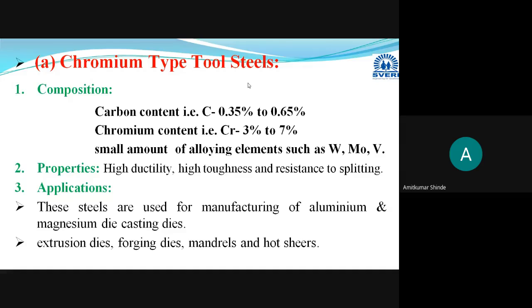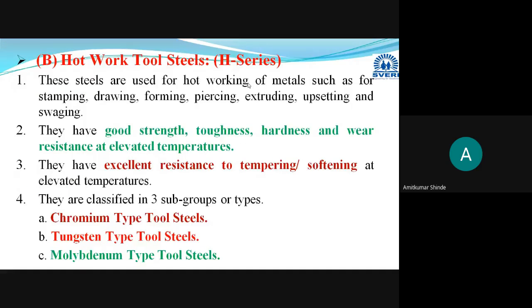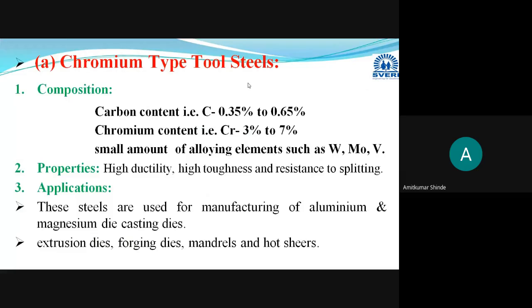Then its properties, the general properties you can write from the previous slide also. That is, they have good strength, hardness, wear resistance. These are the general properties. These general properties you can write in all three types of these hot work tool steels. Means they will provide good strength, toughness, hardness, and wear resistance at the elevated temperature, means at the higher temperatures. And the next property is, they will provide excellent resistance to tempering or softening at the higher temperatures. These properties you can write for all three types here.